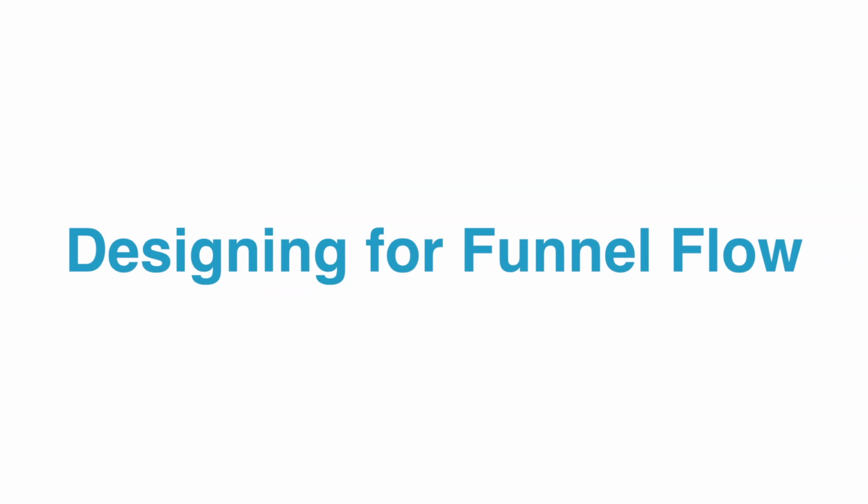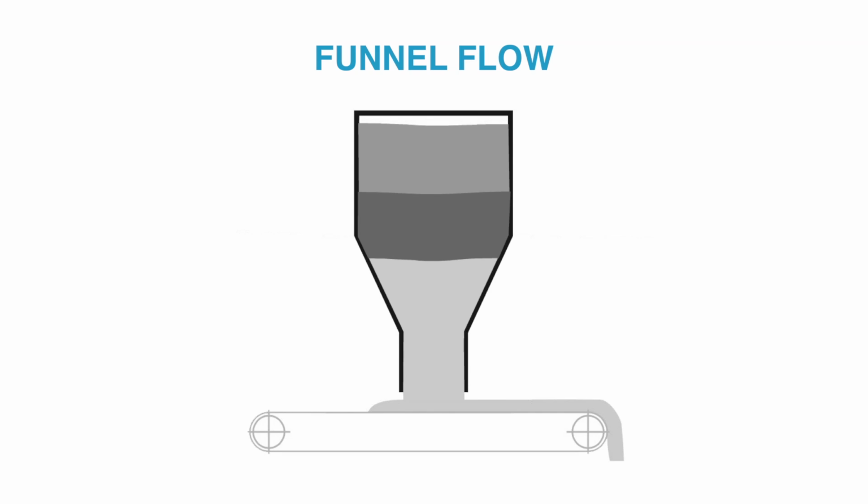Designing to make funnel flow work when handling a difficult flowing material. In summary, funnel flow is our first in, last out flow pattern. With funnel flow, the material shears through itself from the top down. And the key indication that you have funnel flow is that you have stagnant material along the bin walls.